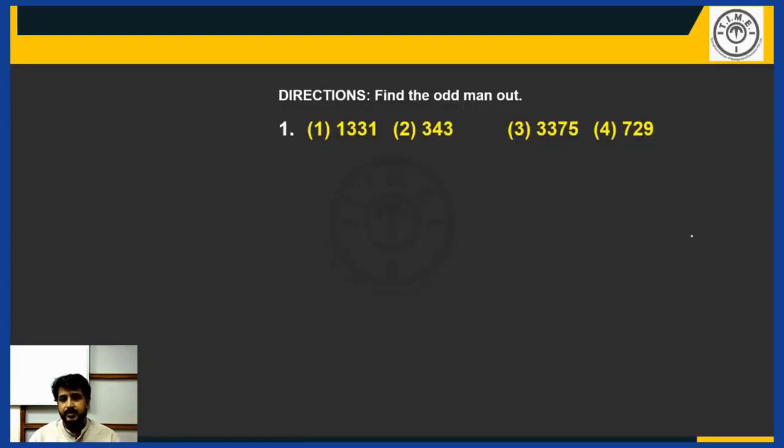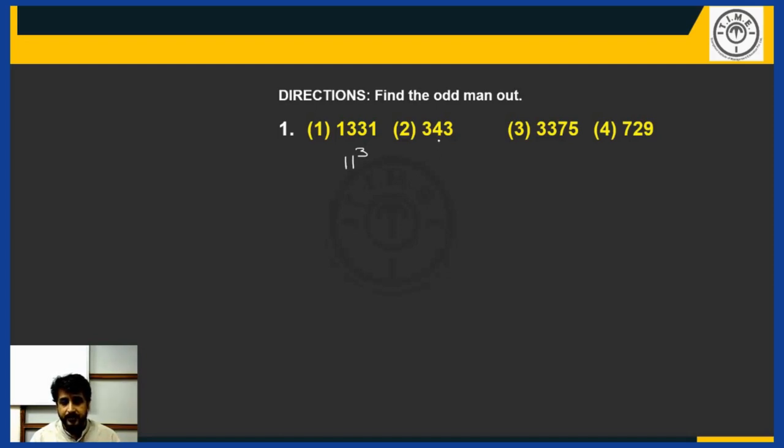1331, 343. What is odd man out? Out of the given 4 choices, 3 will follow the same logic, 1 will be different from that logic. The one which is different from the actual logic will be your answer, right? So 1331 is 11 cube. By this time you are thorough with these numbers. Perfect squares, perfect cubes. Remembering these numbers is very important.